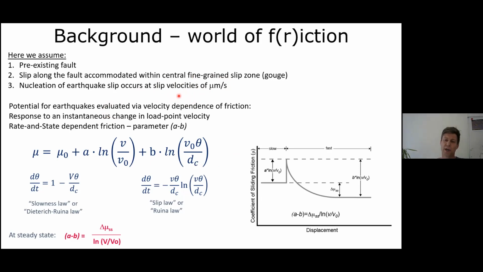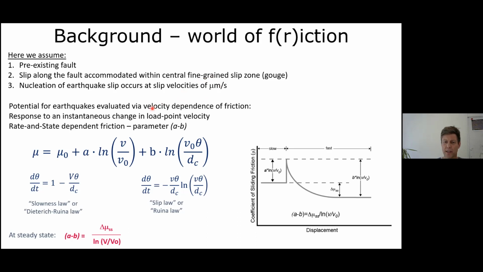So typical experiments are done at microns per second velocities, I think mostly for practical reasons, so that you actually finish an experiment within one day. But we don't really know how that slip velocity translates to natural conditions. So I'll come back to that later on in the talk.